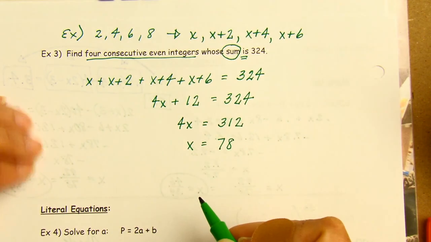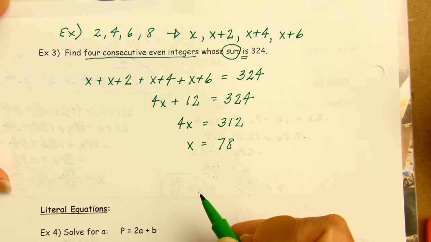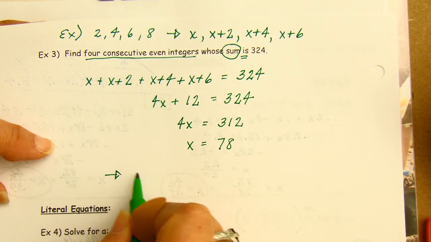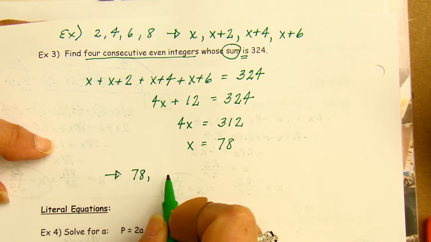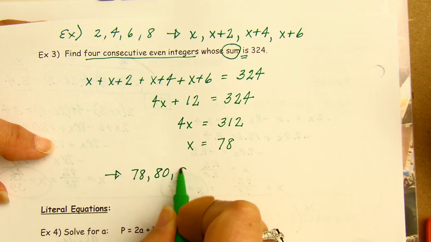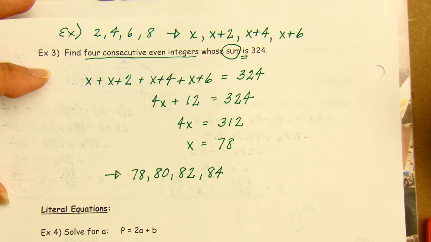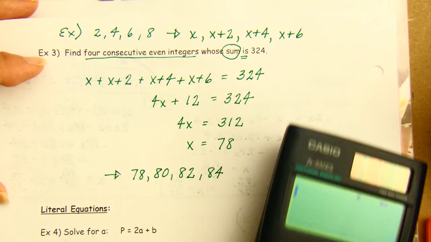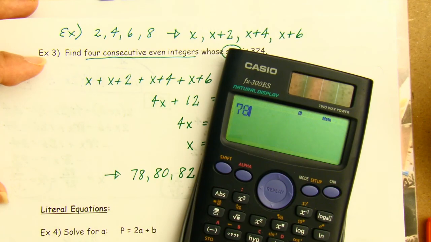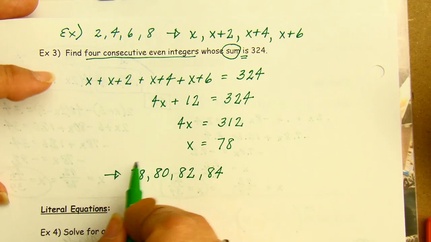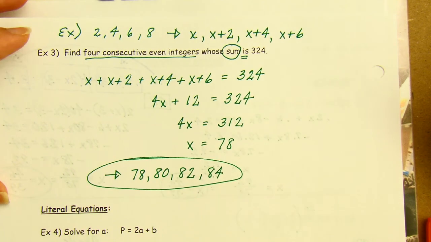Now, it didn't just say solve the equation, it said find 4 consecutive integers. So my first even integer is 78, my second one is 80, and then 82, and 84. And you can take a calculator and check that. The sum should be 324. 78, add 80, add 82, add 84. And notice that the sum is 324. So I can be sure that those are my 4 consecutive integers.